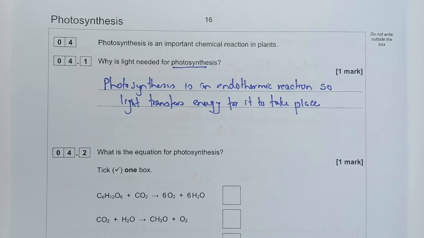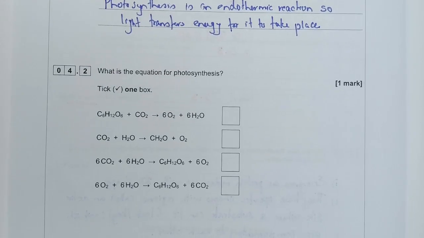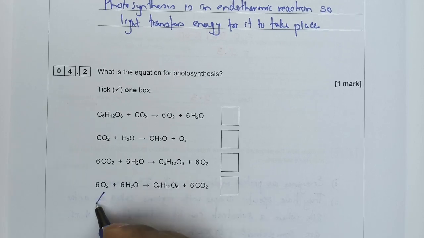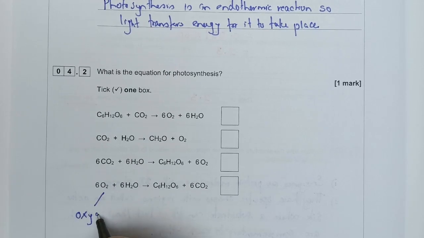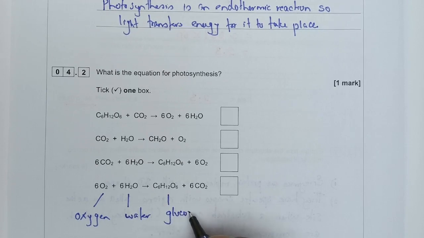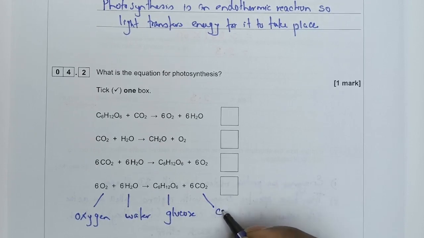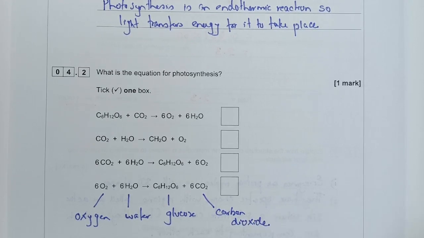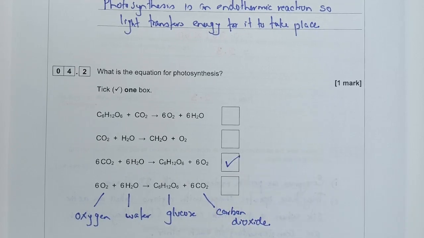4.2, what is the equation for photosynthesis? Right? So looking at the formulas, that's oxygen, this is water, that's glucose, and this is carbon dioxide, right? So during photosynthesis, a plant absorbs carbon dioxide, water to produce glucose and oxygen. So that would be the correct answer.